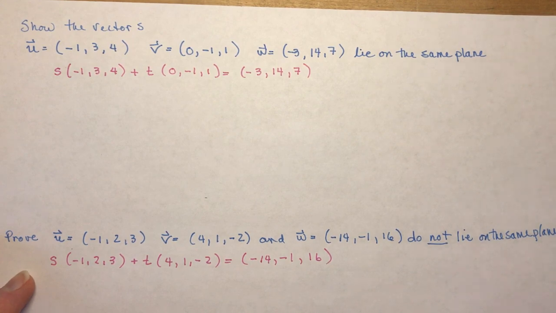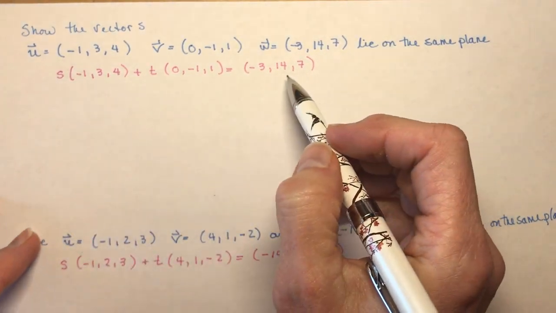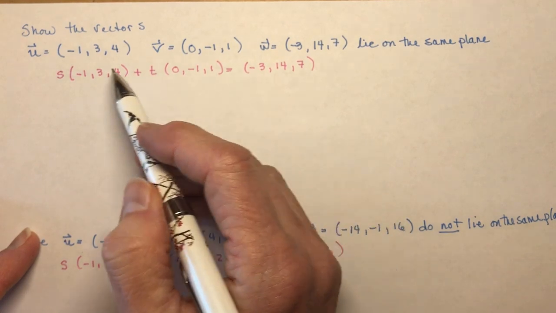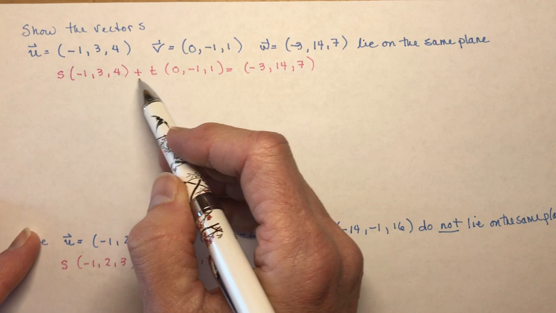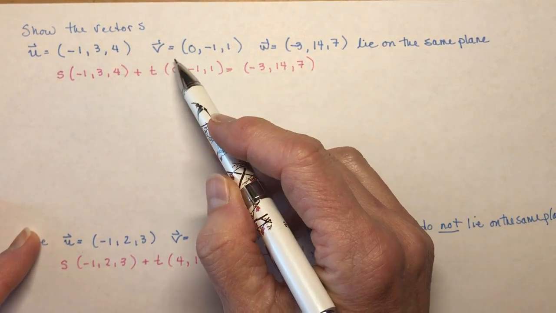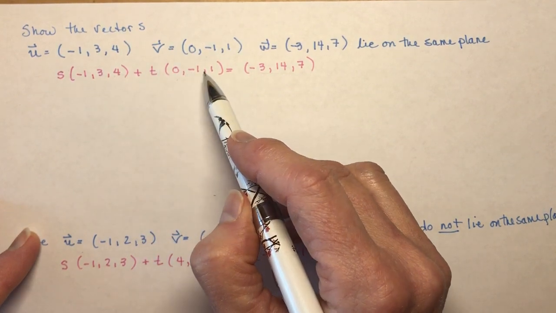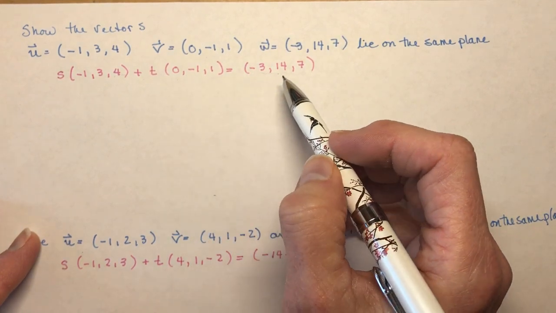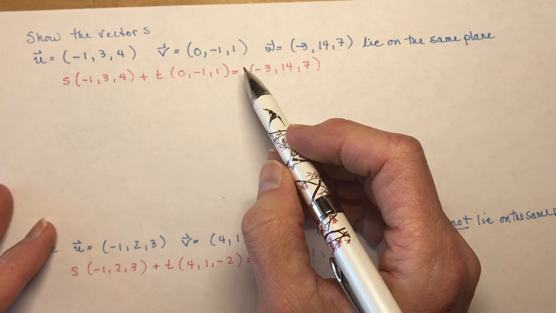Okay, so I want to show they lie on the same plane, so I'm going to write out some combinations here. So I choose 2 of them, doesn't matter which ones, but generally you want to put the one on the right side that's the bigger one, or you're going to end up with a bunch of fractions, right? So you want to add the smaller numbers together to get a bigger number, not subtract things. Okay, so always look for the biggest one. Doesn't matter which order you do it in.